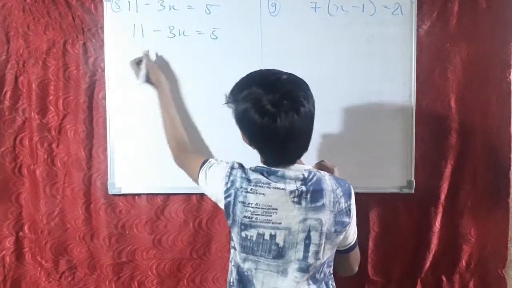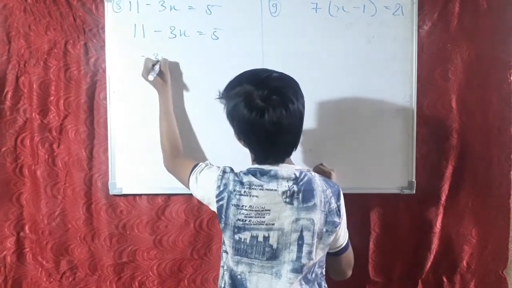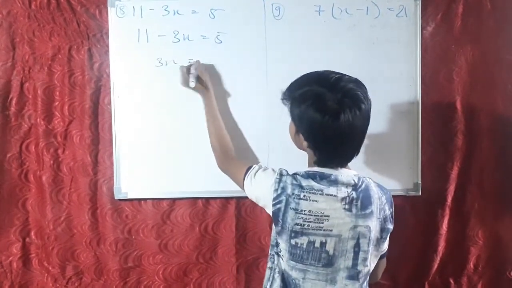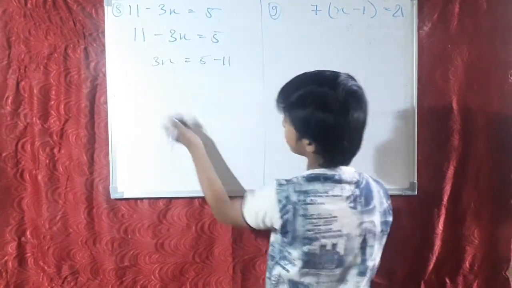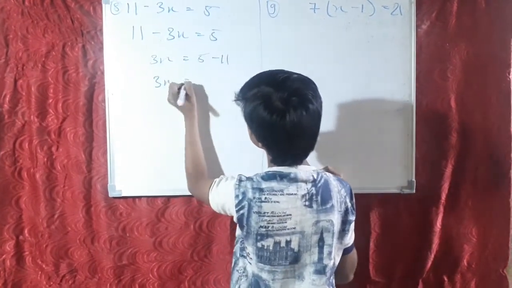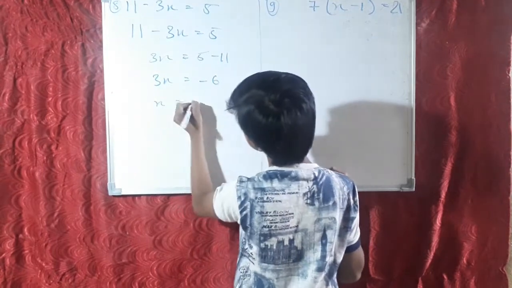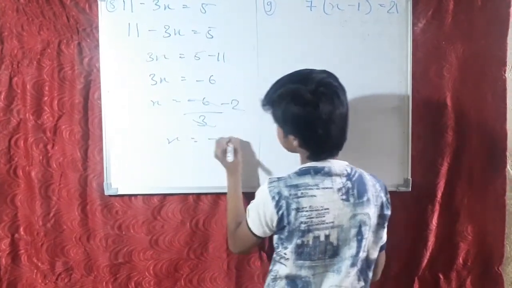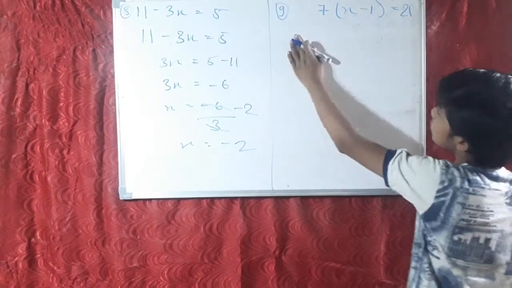We will transpose this 11 to the 5 side, so it becomes 5 minus 11, and 3x equals what? Minus 6. x equals what? Minus 6 upon 3, which is minus 2. So the value of x is minus 2. And now we will solve this 9th number question.